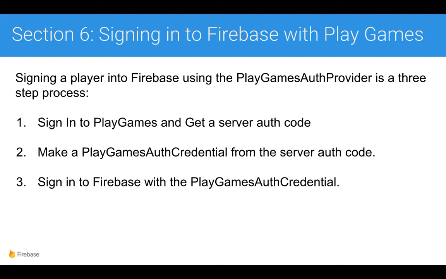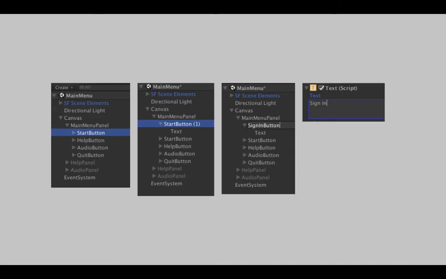Since this is a tutorial, we're going to use a button to kick off the sign-in procedure for simplicity. For real apps, you should silently sign in at the beginning of the game instead if you can, and only show the sign-in button if the silent sign-in fails. So, building on top of the creating a main menu tutorial I mentioned in Section 1, we're going to duplicate the Start button, move the duplicate above the original Start button, call it Sign In button, and change the text to be Sign In.